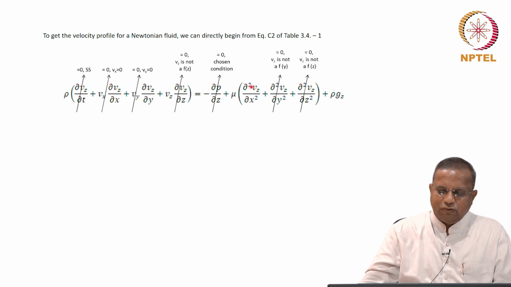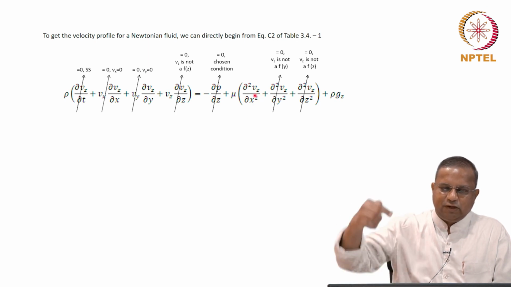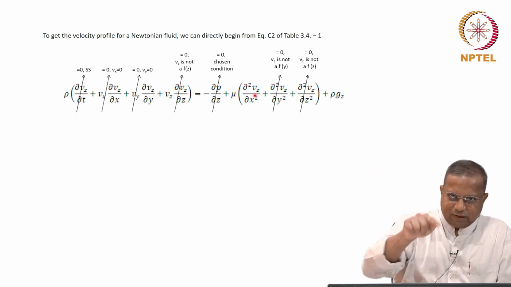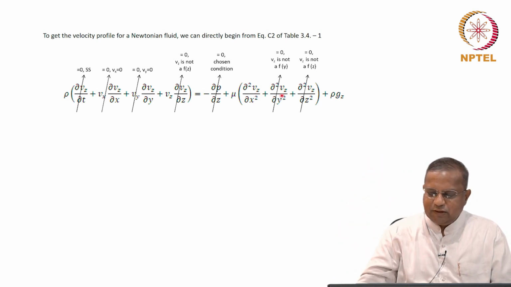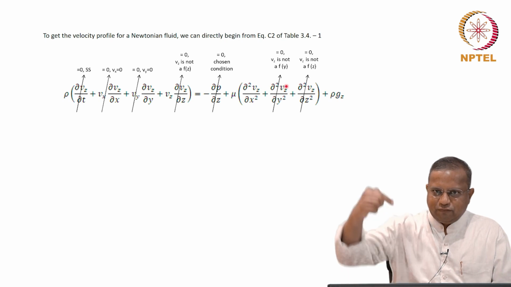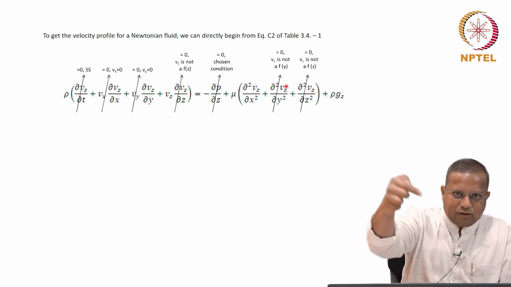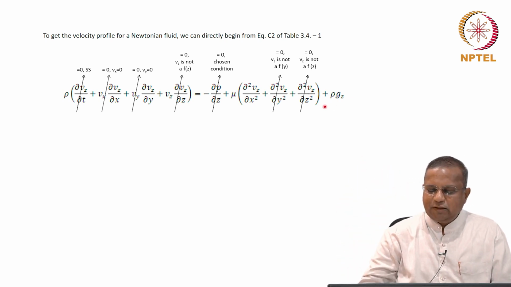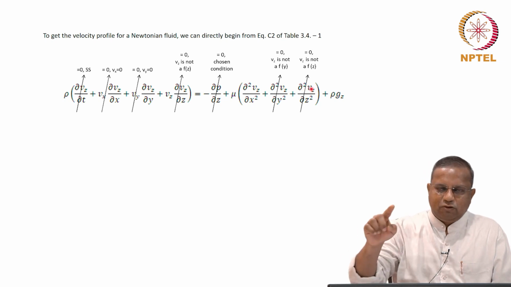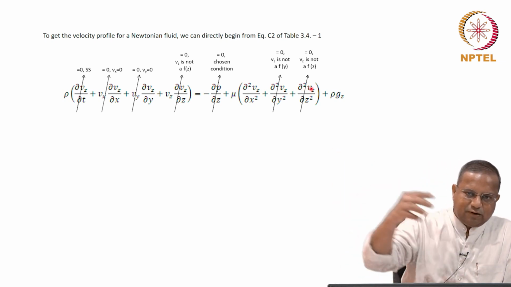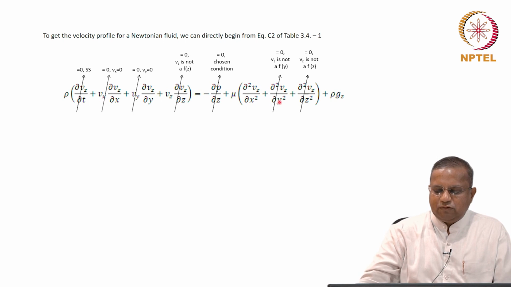Plus dou squared Vz by dou x squared. This term of course remains. There is a variation of Vz with x. There is no variation of Vz with y. It's all the same at various y's. And similarly, there is no variation of Vz with z, well developed flow. Okay. So these two terms go to 0. These are quite straightforward to see.